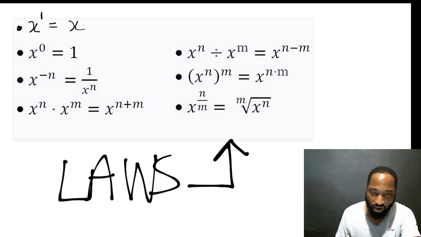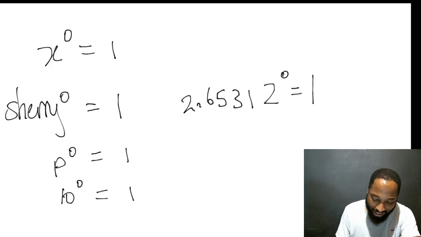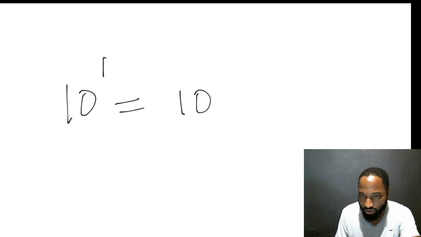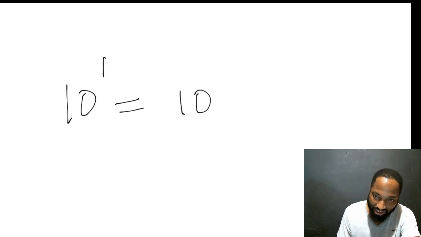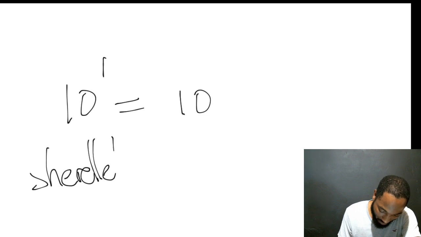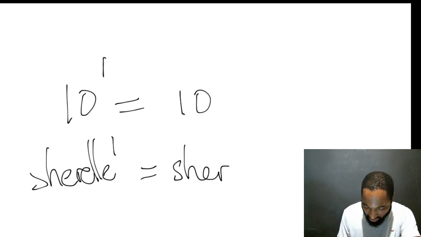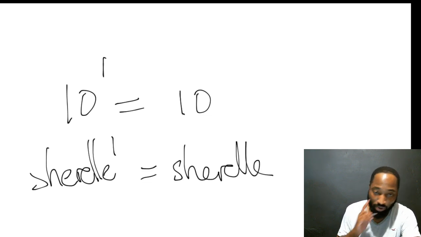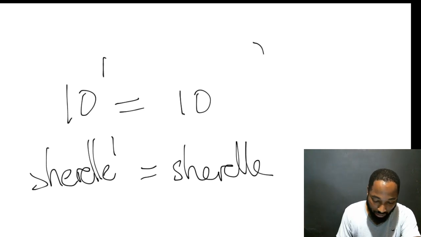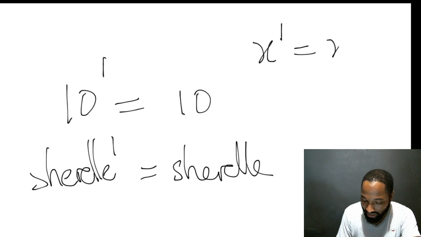Any number to the power of 1 is itself. That means if I have 10 to the power of 1, it is 10. Sherelle, let's see, she understands it now. So Sherelle to the power of 1 is Sherelle. Any number to the power of 1 is itself, what it was. Anything to the power of 1. X to the power of 1 is X.